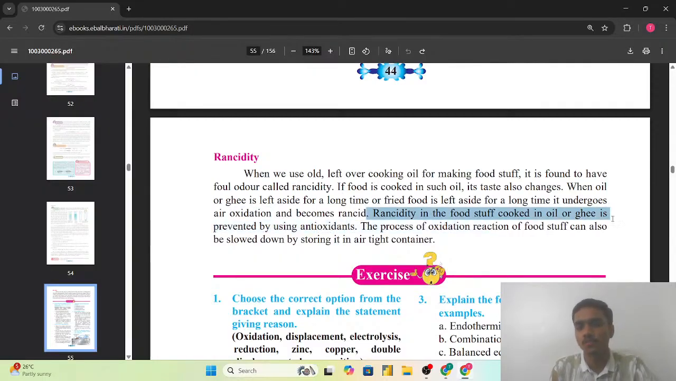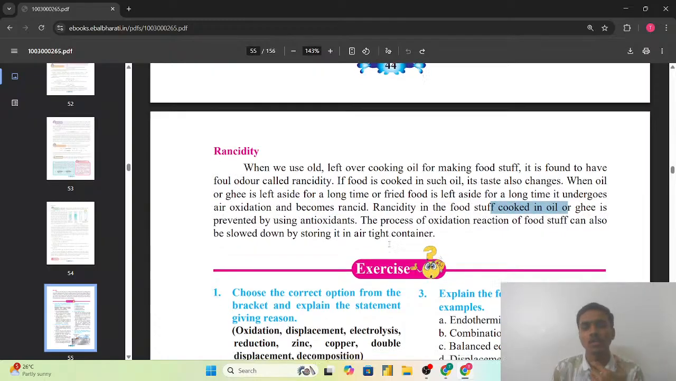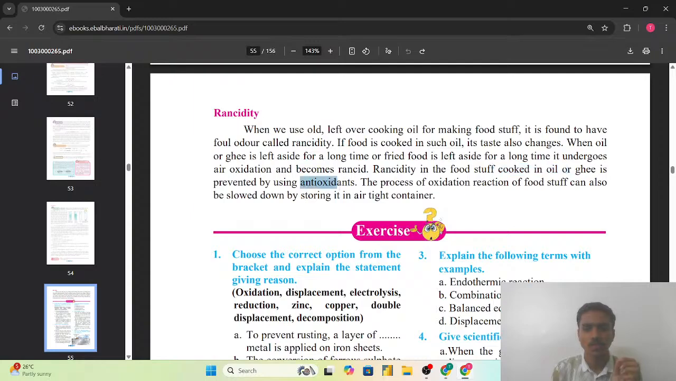Rancidity in the food stuff cooked in the oil or ghee is prevented by using antioxidants. So antioxidants are used to prevent such rancidity which occurs in cooked food or the ghee. So we can prevent it by using antioxidants. The process of oxidation reaction of foodstuff can also be slowed down by storing it in an airtight container.